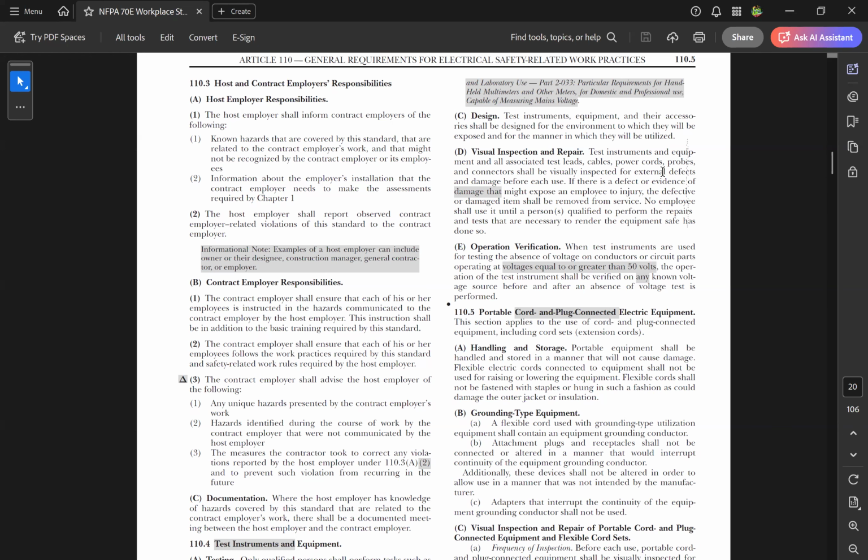And we're going to cover a few topics such as host and contract employer responsibilities, and we'll touch on the table that talks about limited approach and restricted approach boundaries. Again, my name is Charles Peterson, and I'll be your instructor.